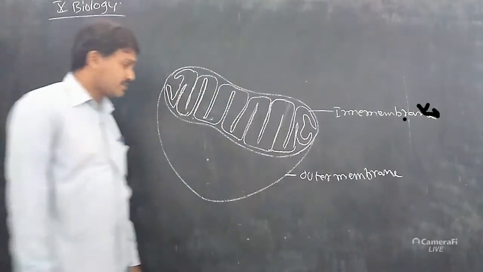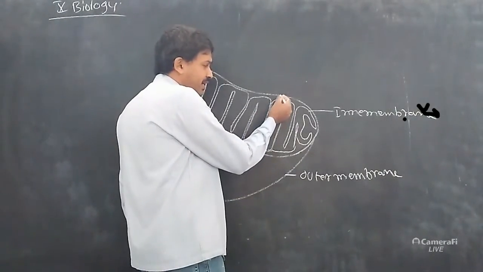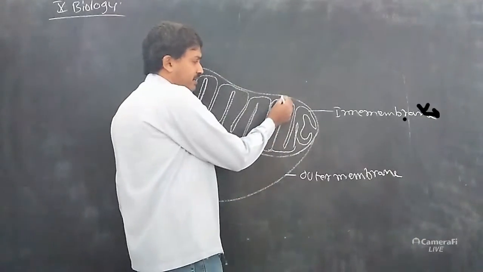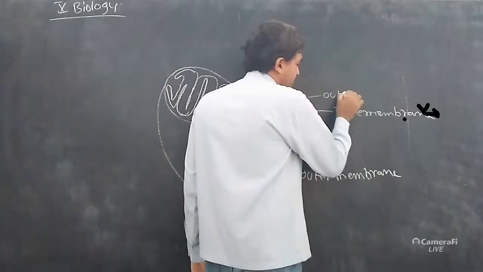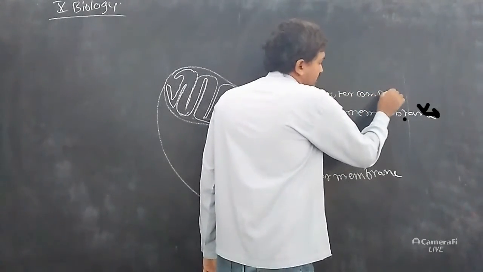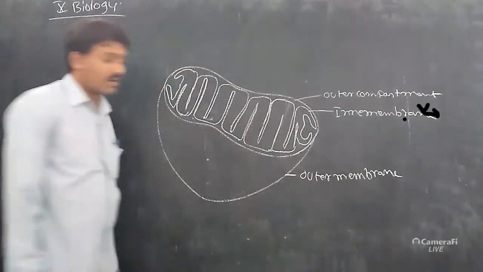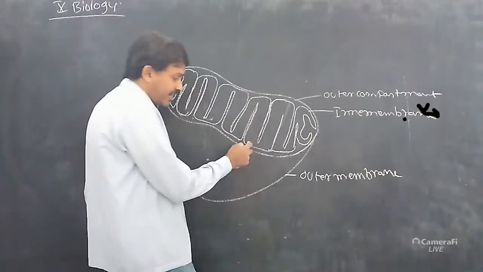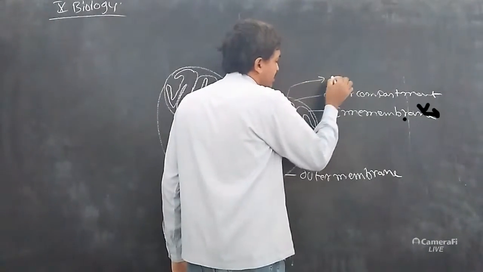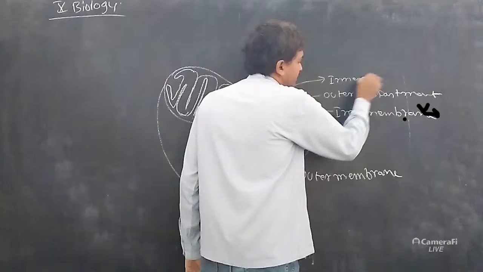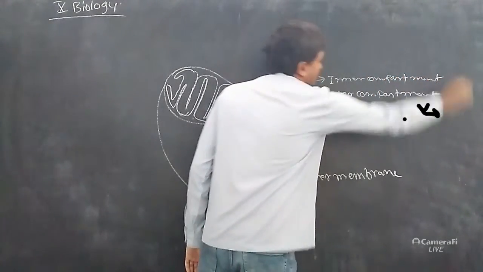And now you can see some other parts also. There is a gap in between the inner membrane and the outer membrane. Okay, here there is a gap. This is called the outer compartment, or outer chamber. Again, inside the inner membrane you can see another chamber, that is called the inner compartment.